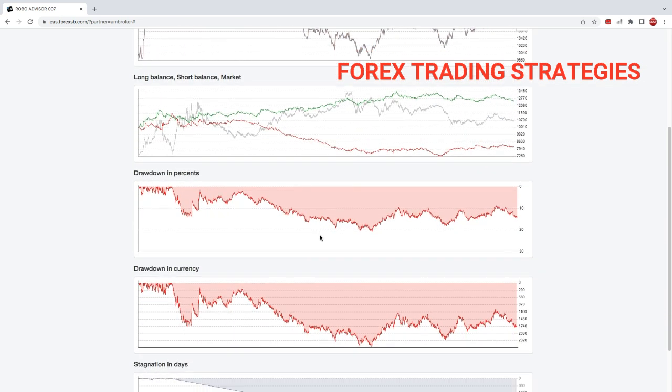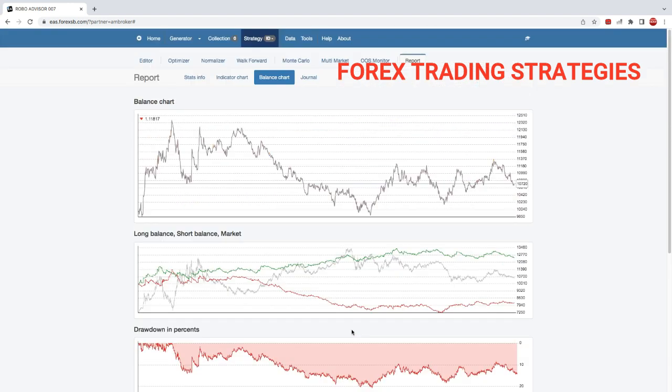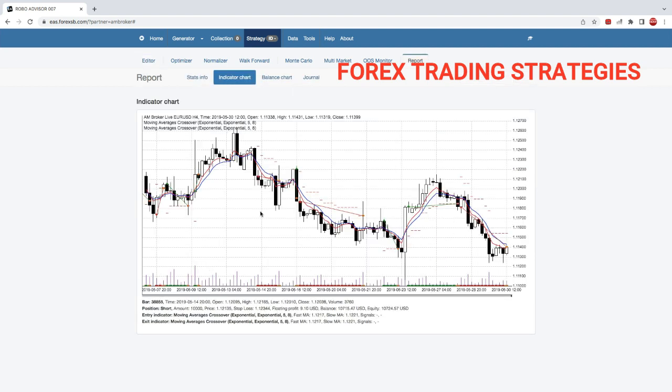$720, and you can see there will be the drawdown. This is drawdown in currency. Then there were days where we were not taking trades or something like that, according to this strategy. If you want to see the indicator chart, this is the trades that we would have taken.